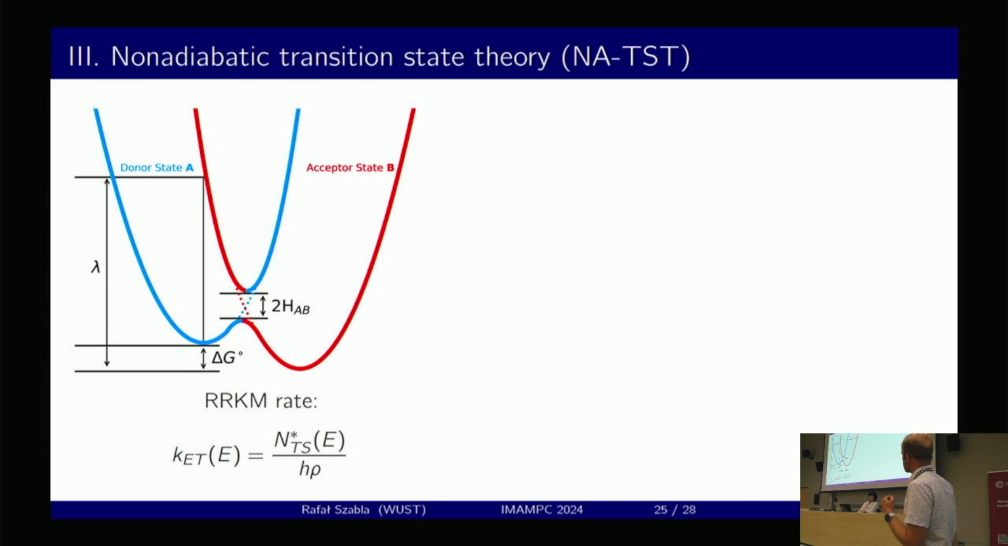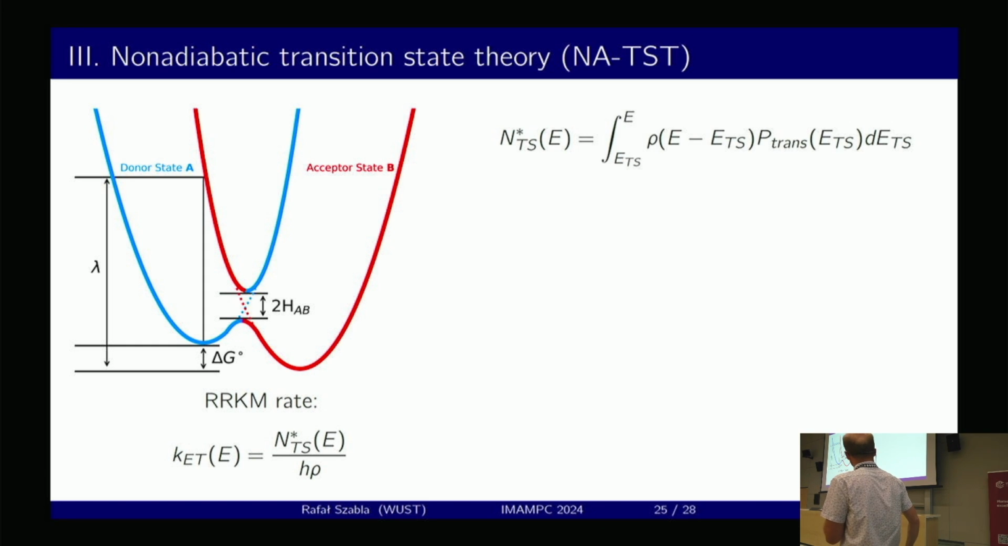And the final approach, which I was thinking about, is the RRKM approach, so Rice, Ramsperger, Kassel, Marcus. And I thought, okay, maybe we should work in the microcanonical ensemble, because it's a non-equilibrium process, so we should think in terms of the microcanonical rate.